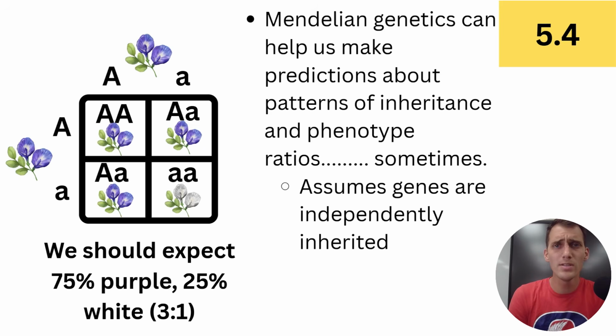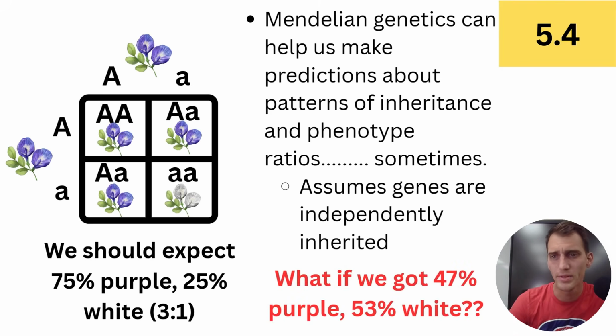So what I put up here is that Mendelian genetics can help us make predictions about patterns of inheritance and phenotype ratios sometimes. If genes are independently inherited and the inheritance of one gene does not affect another gene, then yeah, it works all the time. Like with these pea plants and the flower color, it worked like a charm. We had two purple-flowered pea plants, heterozygotes, and when we crossed them, we got a nice 75 to 25% ratio, and you'll get that every single time. But that type of prediction is not always going to work. We're not always going to end up with that 3-to-1 ratio.